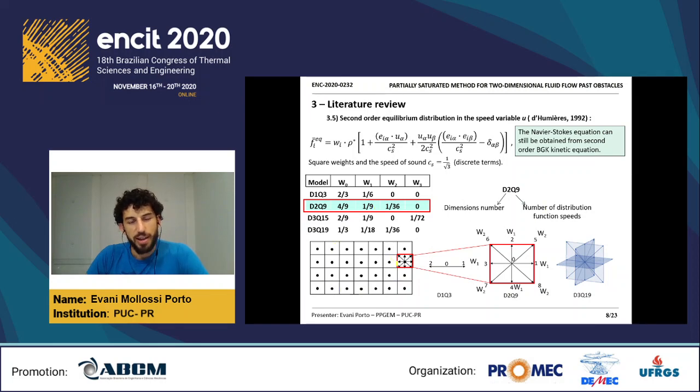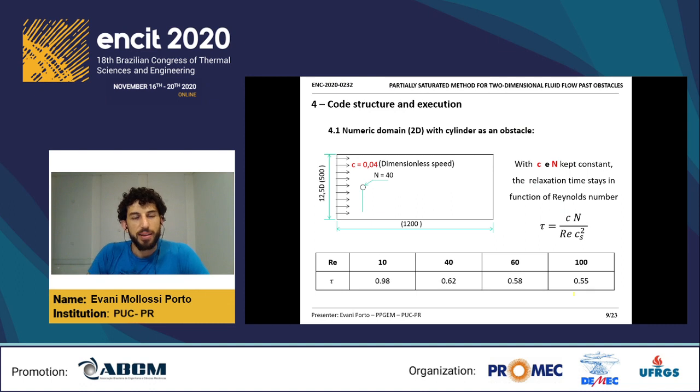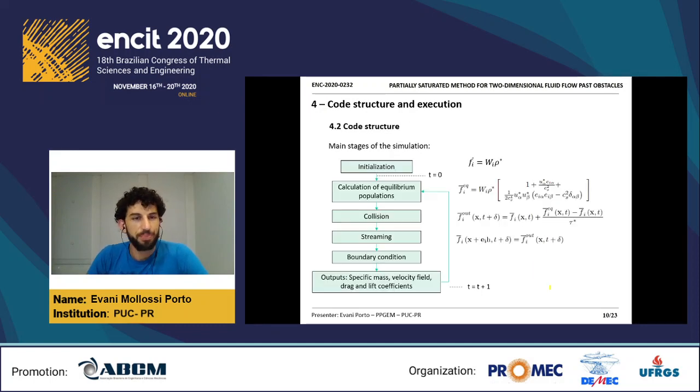We have here an example of lattice sites with 9 speeds, and each one with the specific square weight. This is the numerical domain that I'm using. We have here 500 lattice sites for the vertical axis and 1200 lattice sites for the horizontal axis. The dimensionless speed and diameter of the obstacle is kept constant. And with these two variables kept constant, the relaxation time stays in function of Reynolds number, basically. So if you have an increasing of Reynolds number, the relaxation time will be decreased.